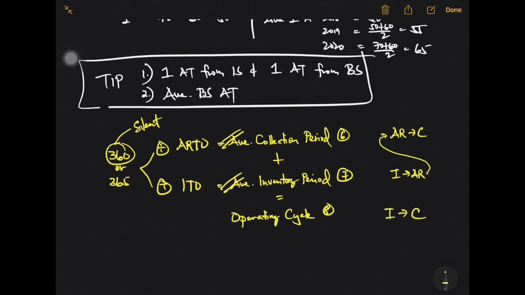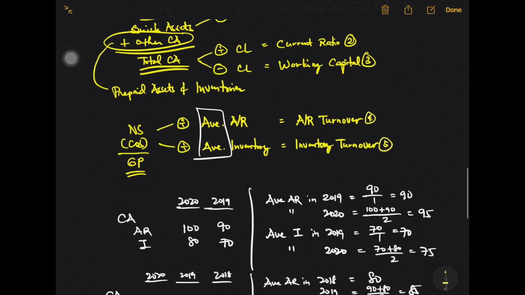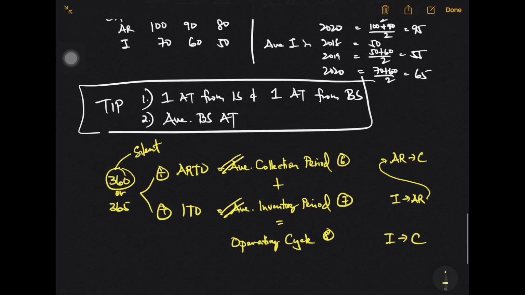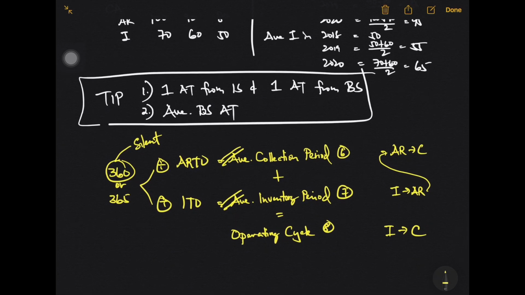Again, this is number of days. The collection period, inventory period, number of days, turnover, how many times. If you try to think of the formula, there is a logic, right? Why we are getting 360 and you divide your turnover. And that's it for your liquidity ratios.